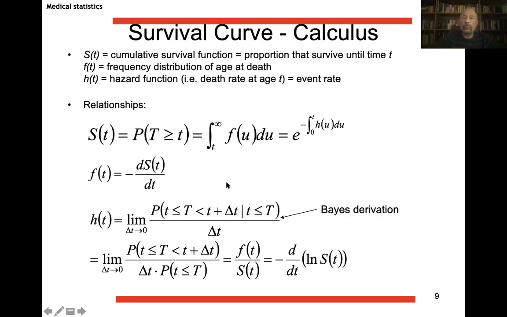Now, how do we calculate this survival curve? There are three functions that are really important here. One is the cumulative survival function, which is the proportion that survive until time t. F(t) is the frequency distribution of age at death, and h(t) is the hazard function. We will come back to the hazard function later.